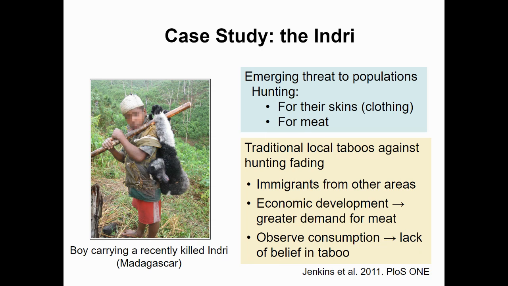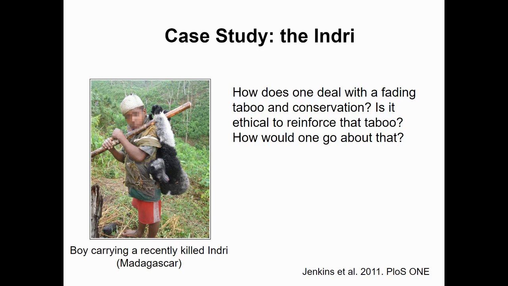However, that taboo is slowly going away as areas are being modernized. The traditional hunting is fading. There's a lot of immigrants coming in with different ideas who don't feel that same cultural protection. There's a greater demand for meat in general, and their skins are also used for clothing. So all of a sudden they're being seen as a resource, not as something to be revered. How do you deal with that? That's a big challenge for conservationists.